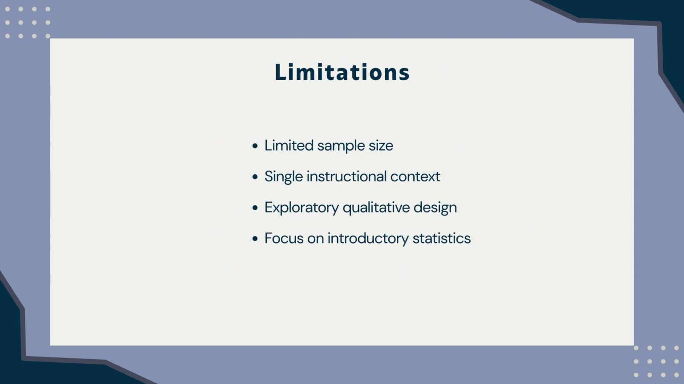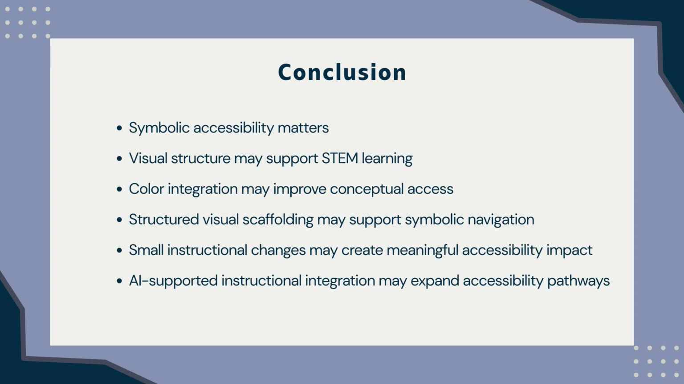The study is limited by sample size, setting, and scope. It focuses on introductory statistics, so it cannot claim to represent all STEM contexts. It is also exploratory, which means the purpose is to identify patterns and possibilities for future research. Symbolic accessibility matters. When structure becomes visible, students may have more room to think conceptually. Color integration is not about making STEM decorative, it is about making relationships easier to perceive, follow, and use.